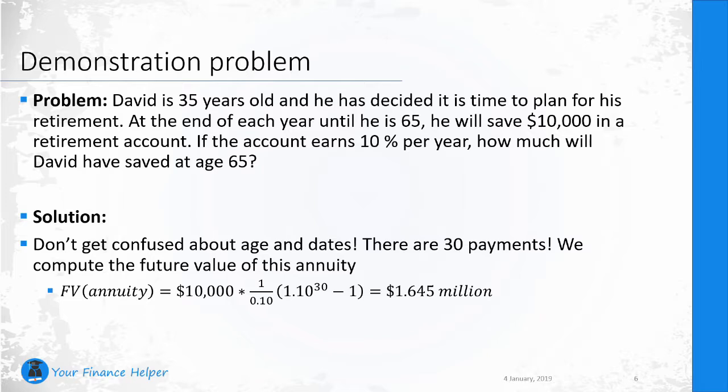$1.645 million. The way you interpret this is that at the age of 65, if David saves $10,000 for 30 years and he earns 10% per year, he would eventually have $1.645 million in his account.